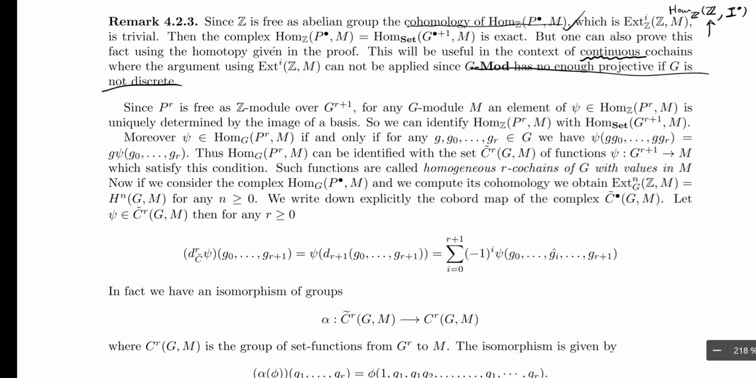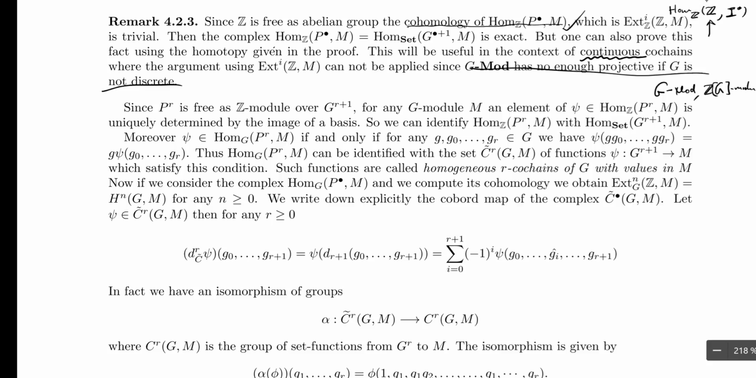Continuous cohomology is when we are in the case where G is not discrete. In this case, we are not likely to say that the category of G modules is categorically equivalent to the category of ZG modules, which is really a category of modules, so has enough injectives and projectives. When G is not discrete, we do not have enough projectives.